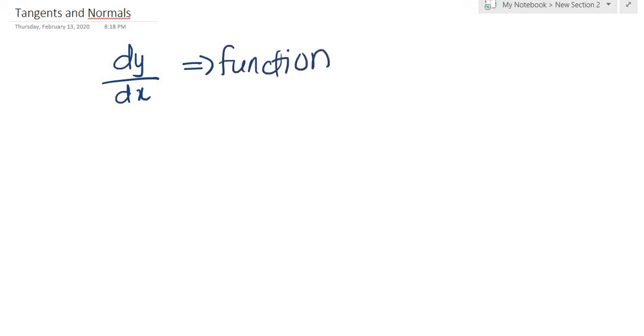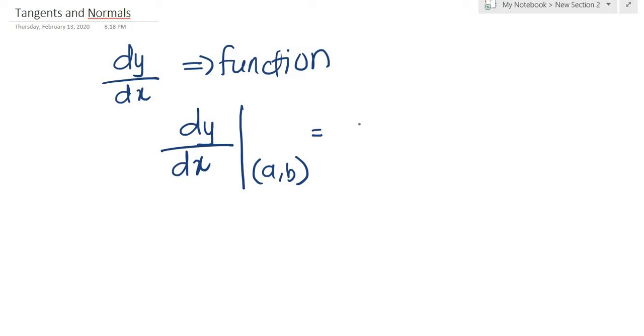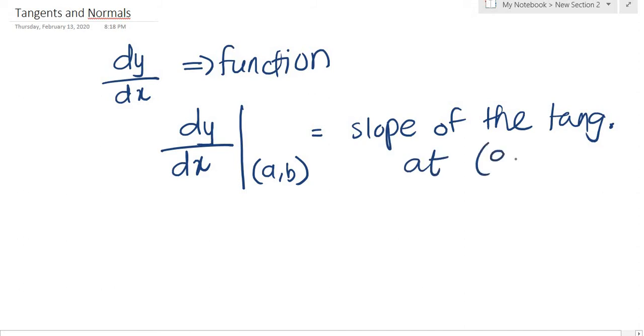So basically, if you see my derivative videos, you might know that once you have the derivative written like this, dy by dx, this is basically a function, but when you plug in the values for x and y, say a comma b, a point, into that, you get the slope of the tangent at the point a comma b.